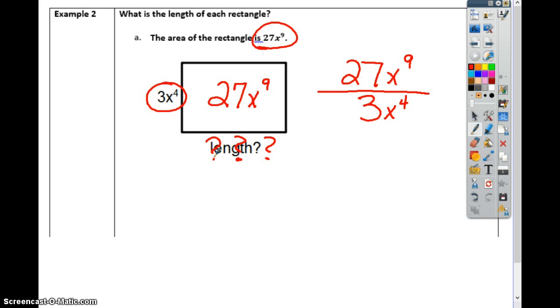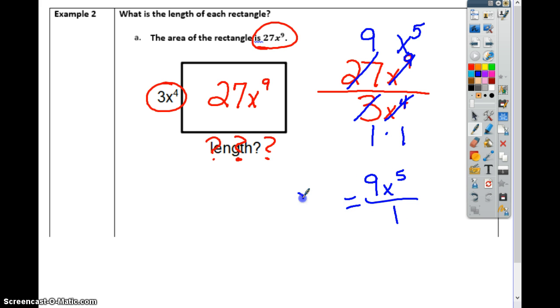So simplify that, hold up your answer. We simplified by 3. 3 goes into here 1, 3 goes into here 9. Now, 9 minus 4 is? Good, so I have x to the 5th left on the top. So my top, 9x to the 5th, all over 1 times 1 is 1. Simplified is just 9x to the 5th power.